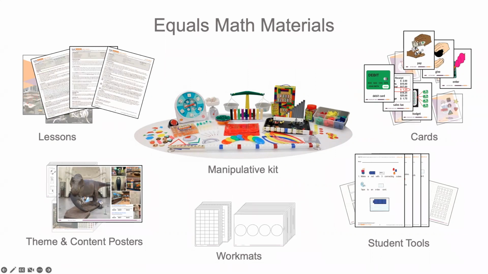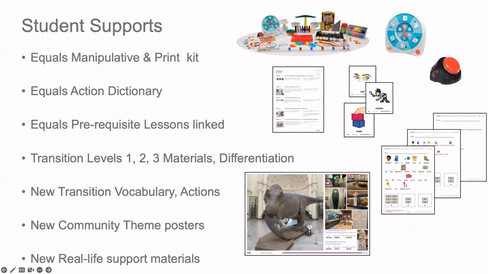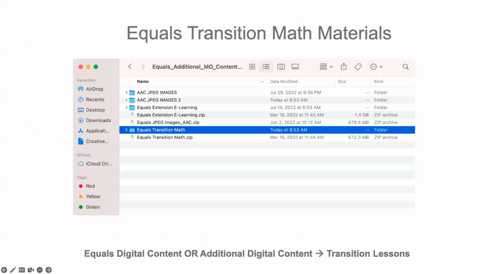Some material can be printed or displayed digitally with a projector or an interactive board, PowerPoint, or iPad. Equals transition comes to utilize familiar student supports found in the equals curriculum. Lessons will require manipulatives from the equals kit, and student actions can be supported with the action dictionary. Leveled supports can also be found on various student materials.